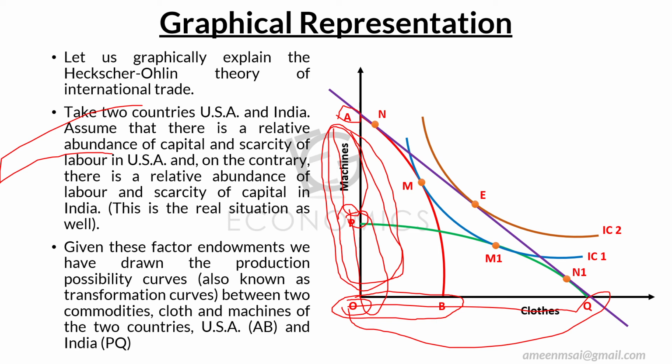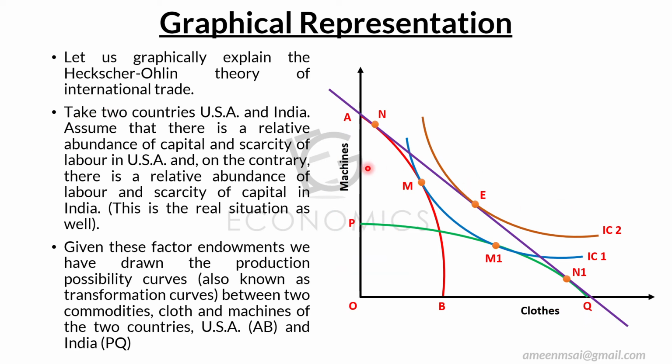So we have two points, M and M1. You have the point M here, and you have the point M1 here. When there is no trade between India and USA, both countries will be producing at this point of their production possibility curve, because as there is no trade, both countries will have to produce machines and clothes. They need both machines and clothes, so they will be producing at this point.